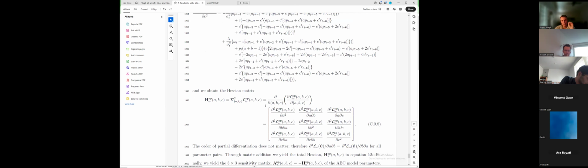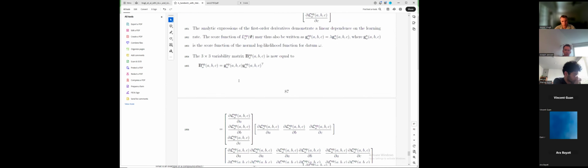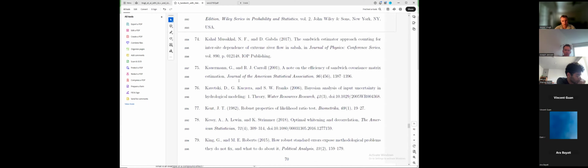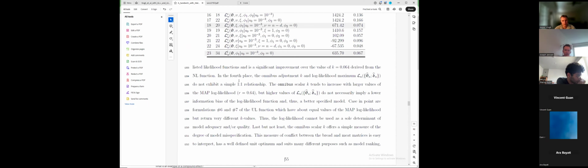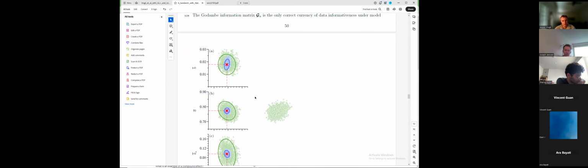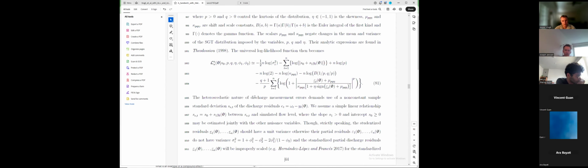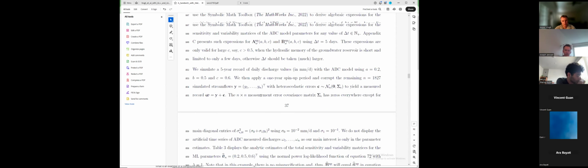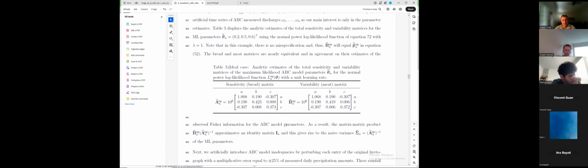So now you have these matrices. And now what I can do is interpret what happens when it's misspecified and when it's not misspecified, because that's what I'm trying to show. And I'll show you these matrices. Here it is. So the first thing I do is the ideal case. What you see is your sensitivity and your variability matrices are the same.